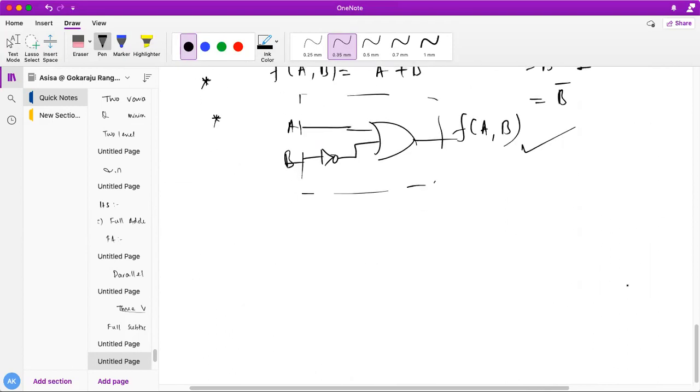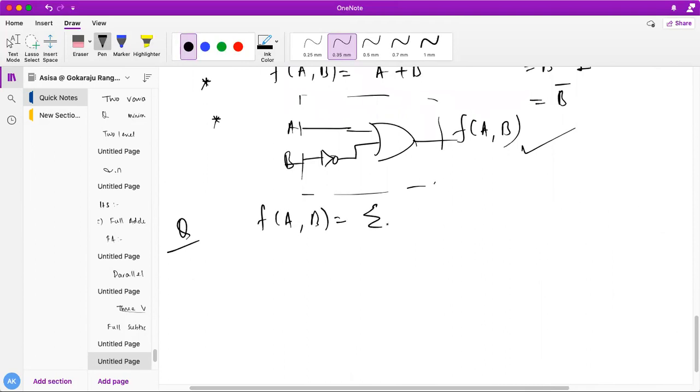Okay. So next question. Let's say f of a comma b is summation of m 1 comma 2 comma 3. What you need to do here is obviously recognize that this is in canonical form, a canonical SOP. I just have to find out the minimized function from this.